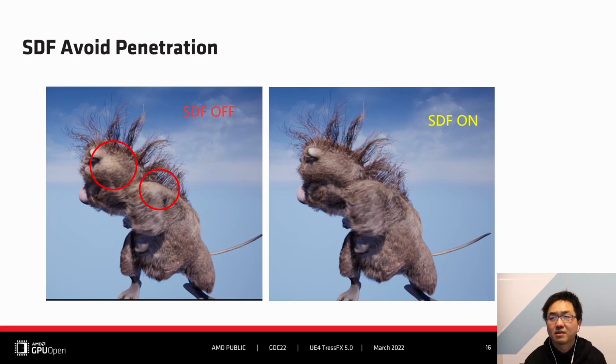Now let's look at the SDF avoid penetration feature. The left image is SDF off. Look at the head and the shoulder of RatBoy. Many strands penetrate into the body. The right image is SDF on. The strands are still outside of the body. We can use this feature to avoid penetration.